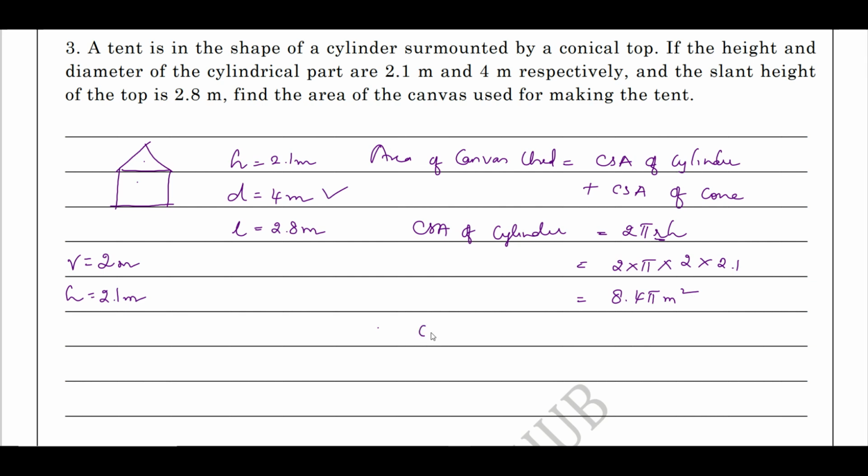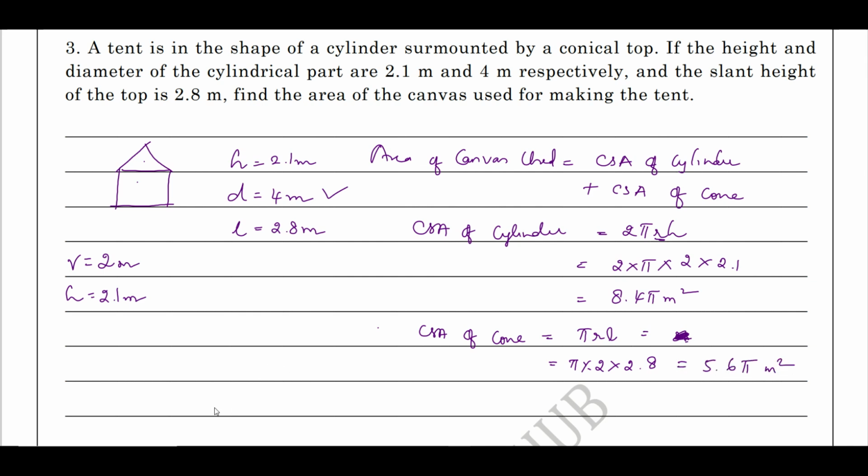In the same way, CSA of cone equals pi r l. I will not substitute the pi value. That is pi, radius is 2, slant height is already given in the question, 2.8. Now 2 into 2.8 is 5.6 pi meter square.